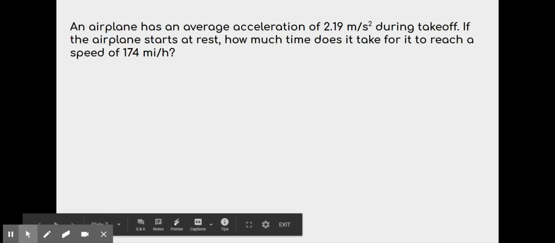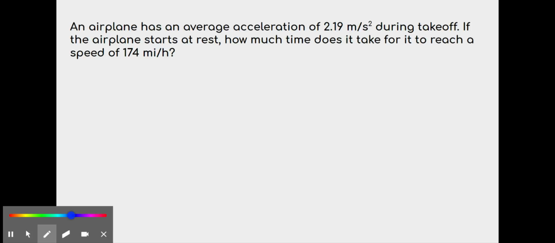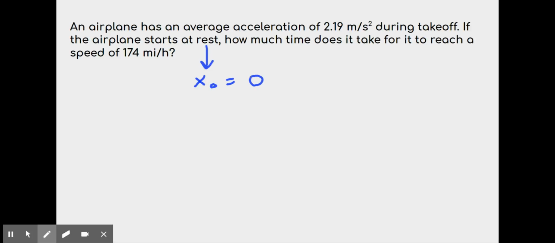Okay. Right back to the math. This time we are looking at an airplane, and we are told that this airplane has an acceleration of 2.19 meters per second squared. We see that the airplane starts at rest. And remember, if something is starting at rest, that means we know its original position, which is going to be 0, and we know its original velocity. It's going to be 0.